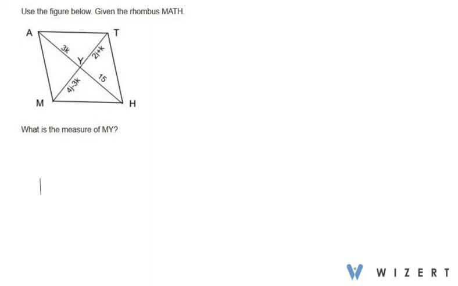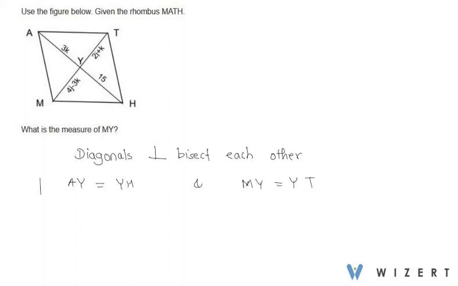Now in order to find MY, we need to understand that since this is a rhombus, the diagonals are perpendicular and bisect each other. Since they bisect each other, that means that AY equals YH and MY equals YT.